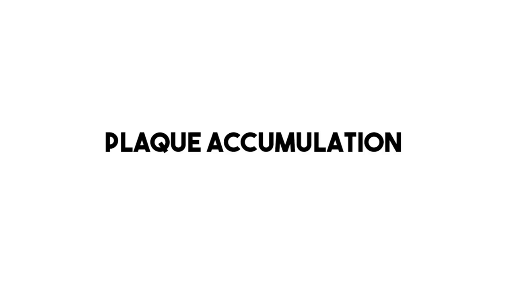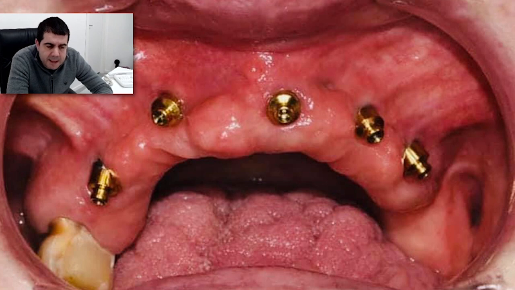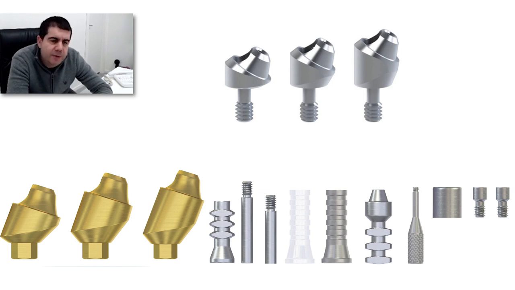Plaque accumulation. OT Equator abutments count on the TIN coating, allowing to reduce the plaque adhesion with lower susceptibility to bacterial attack. On the other side, multi-unit abutments might or might not be TIN coated. This is depending on the manufacturing company.